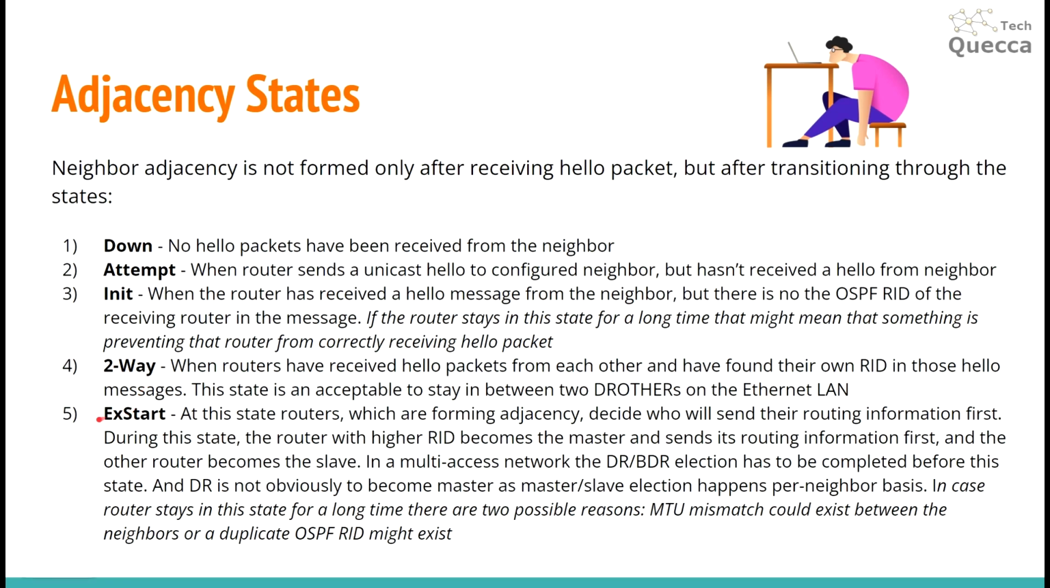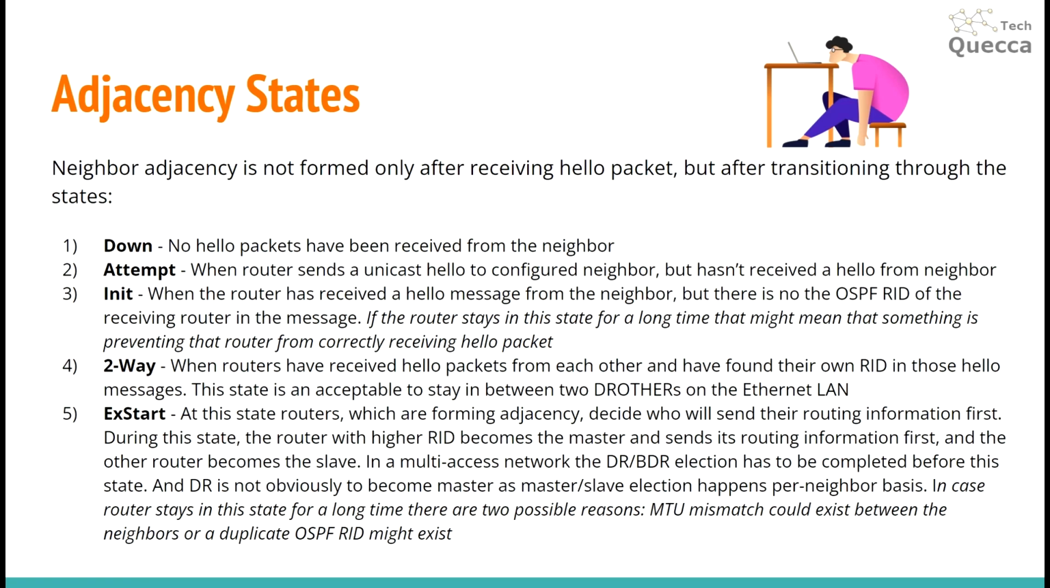ExStart state. In this state, routers which are forming adjacency decide who will send the routing information first. During this state, the router with the higher router ID becomes the master and sends its routing information first, and the other router becomes the slave. In a multi-access network, the DR-BDR election has to be completed before this state, and the DR is not obligated to become master, as master-slave election happens on a per-neighbor basis. So only on the link does master-slave election happen, and it has nothing to do with DR election.